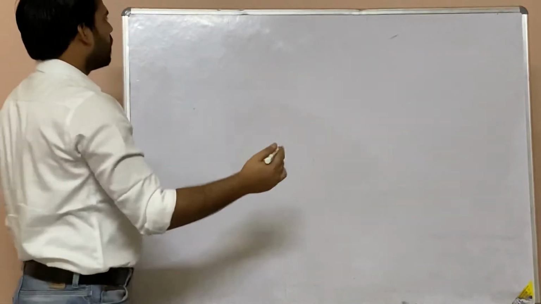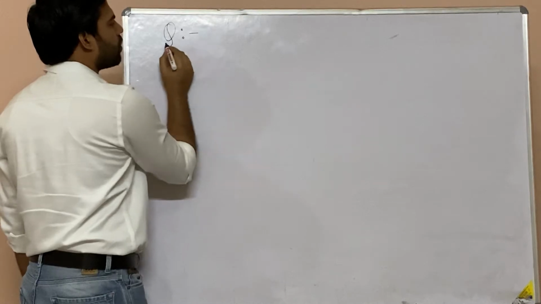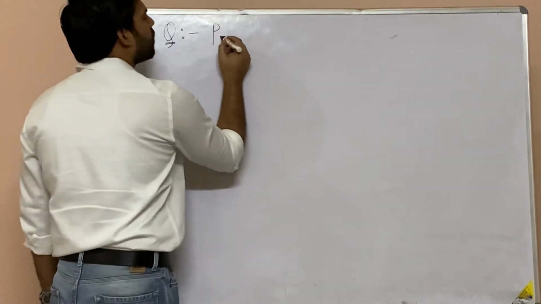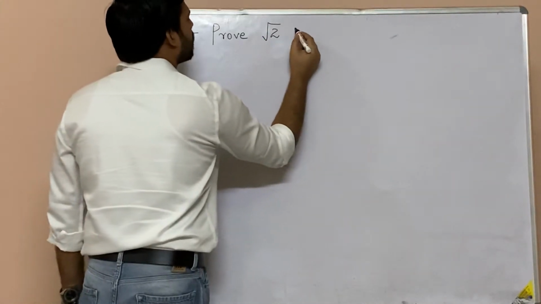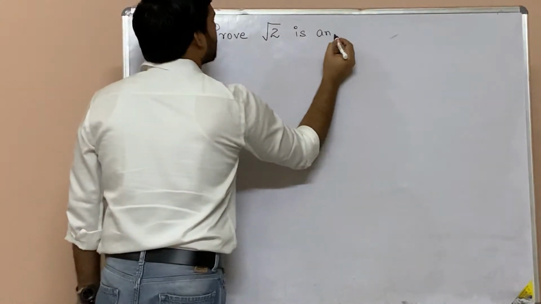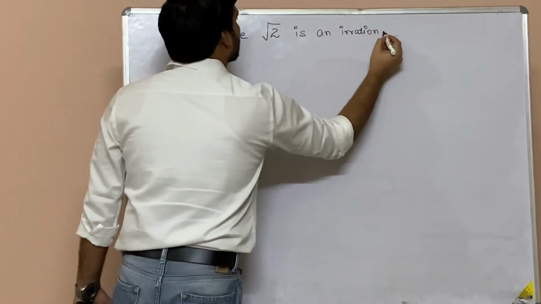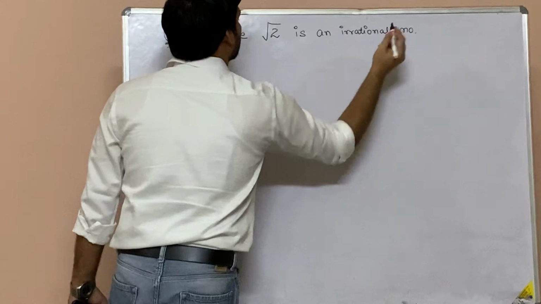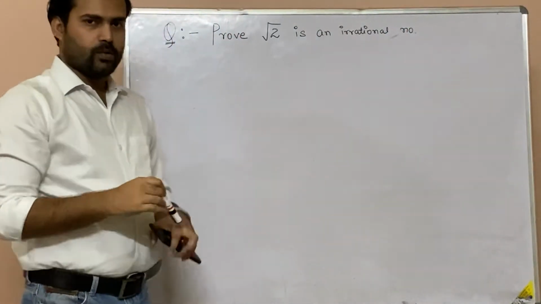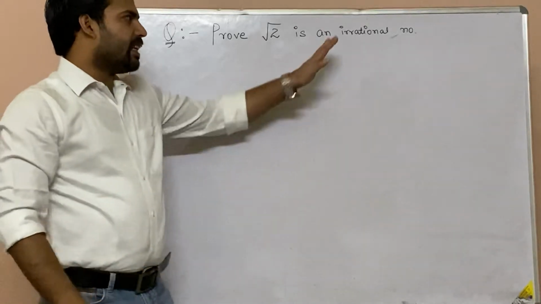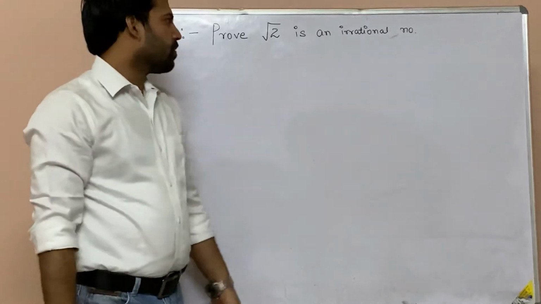That is, the question is, prove root 2 is an irrational number. Okay. Now first of all, let us understand what is an irrational number. An irrational number is nothing but a number which is not rational.